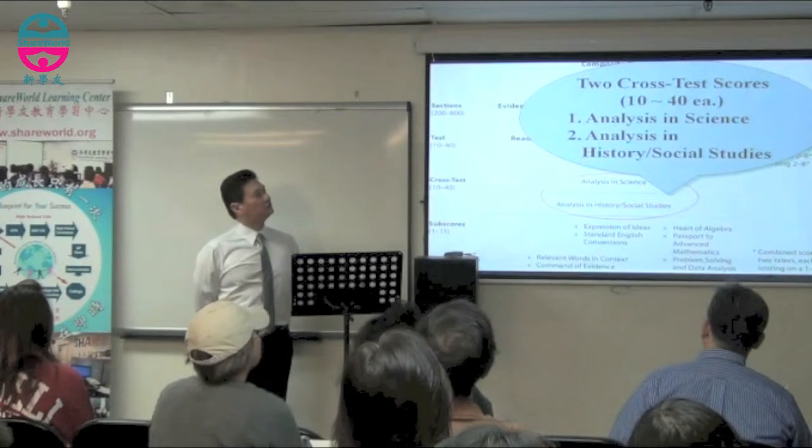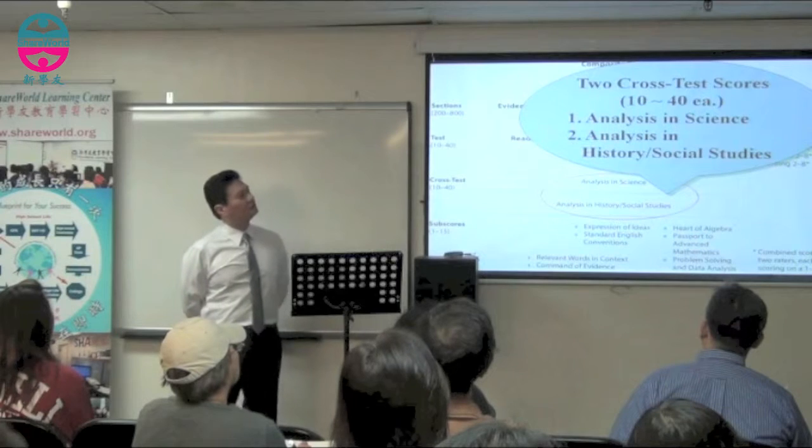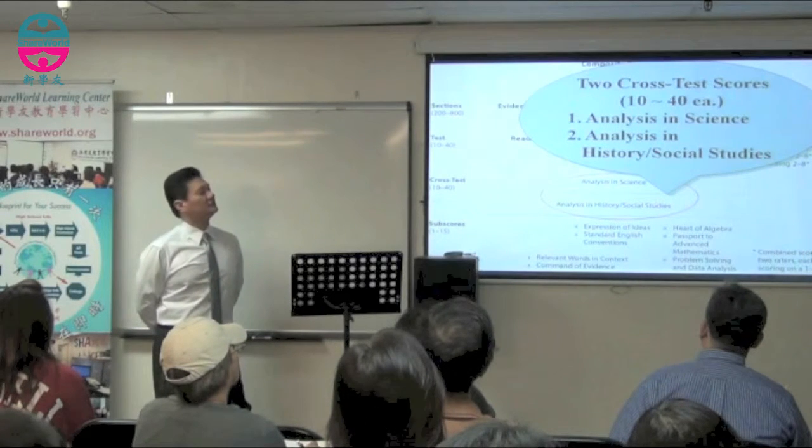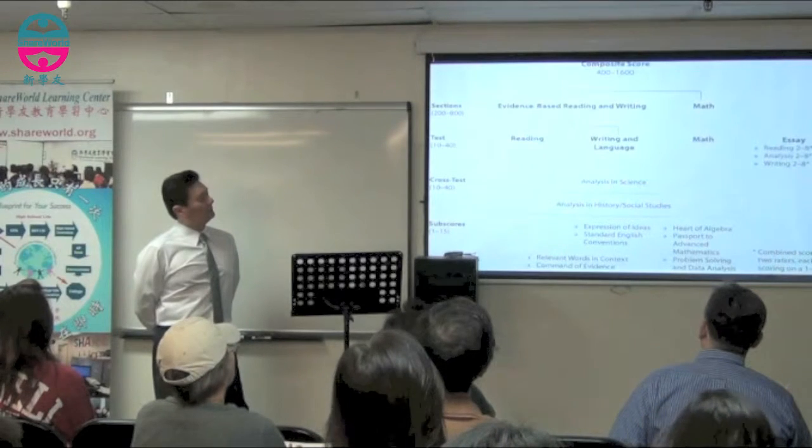This one says 2 cross-test scores, 10 to 40 each: analysis in science, and analysis in history and the social studies. Now, let's see the other part.